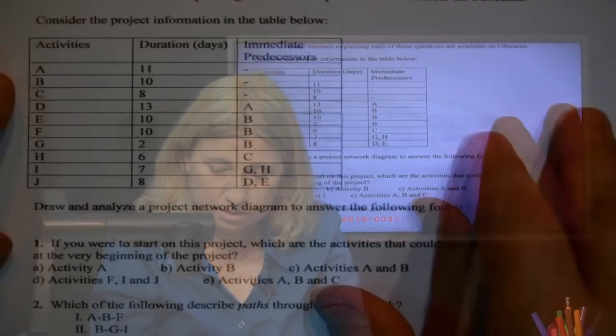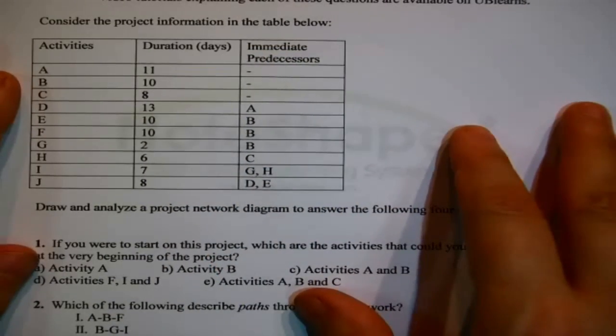Project management problems often, although not always, involve a certain amount of drawing. Definitely these old exam questions here that we're starting out with are a good case of that. Let me show you what I mean.